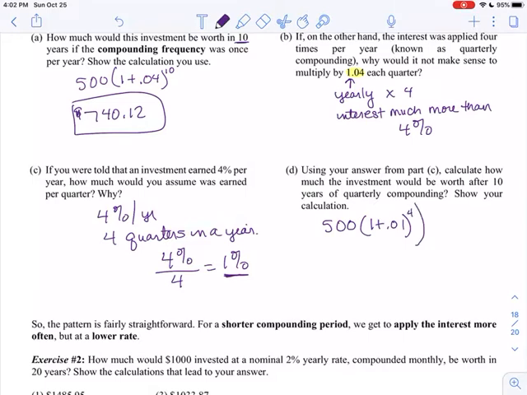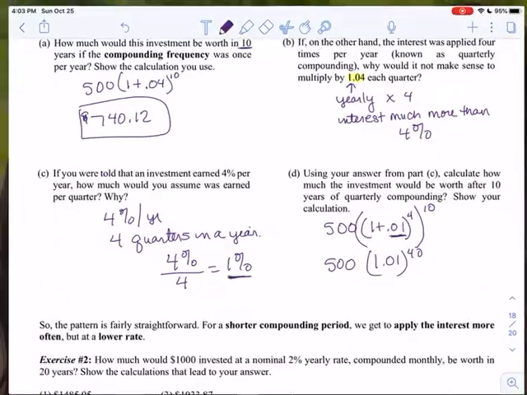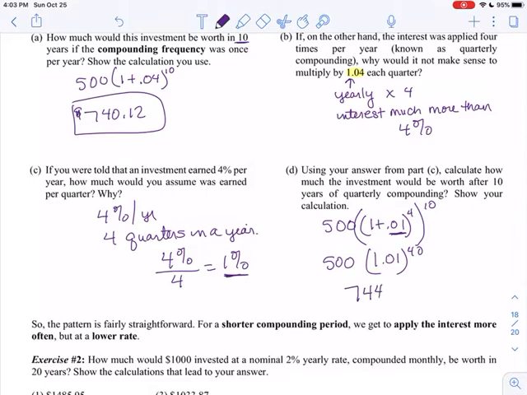So I have 500 times 1 plus 0.01, because now I'm using this lower interest rate, but I'm doing it 4 times a year for 10 years, and 4 times 10 is just 40. So at that lower rate, instead of doing it 10 times, I'm doing it 40 times because the interest is compounded quarterly. Look at the difference in the money here: 500 times 1.01 to the 40th power.